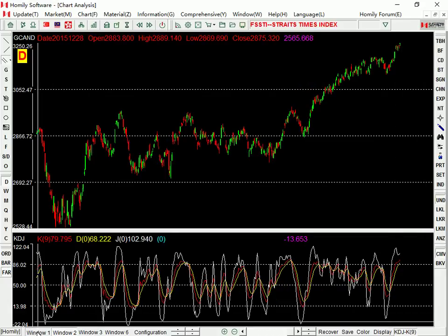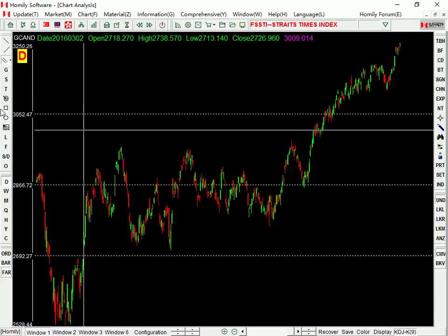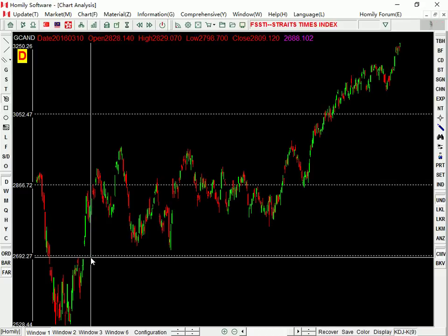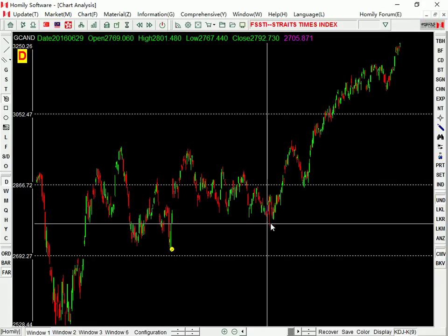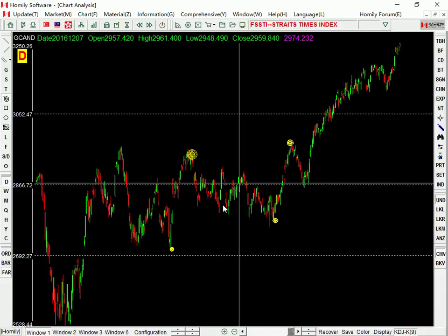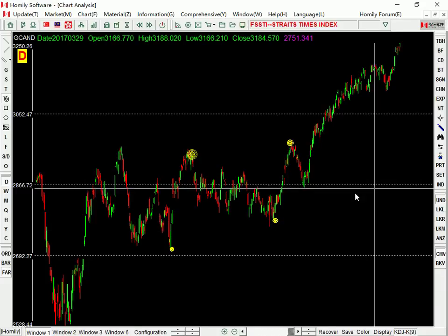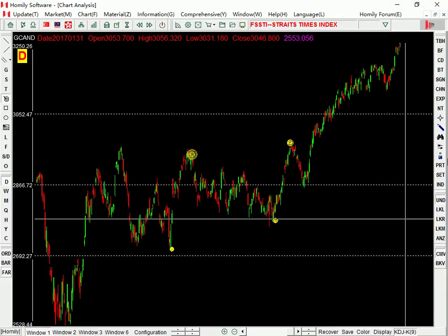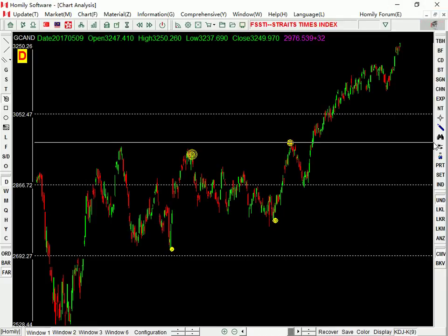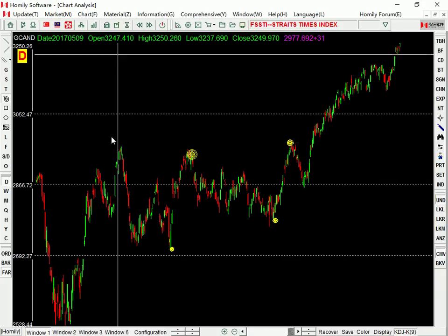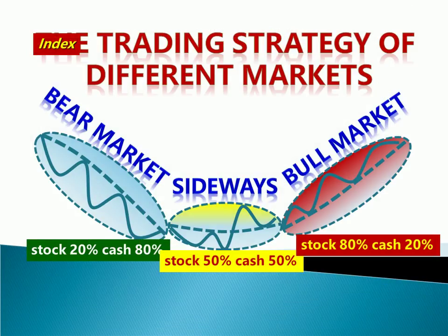Firstly, we look at whether the market is strong or not. How to judge whether it is a bear market or a bull market? It's easy. You just judge according to the low points and high points. If you see higher highs and higher lows, this is a bull market, the uptrend. If you see a bull market, you should hold more stocks and keep less money. Okay, so this is the market.